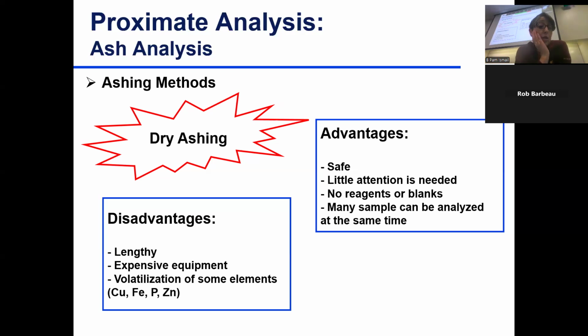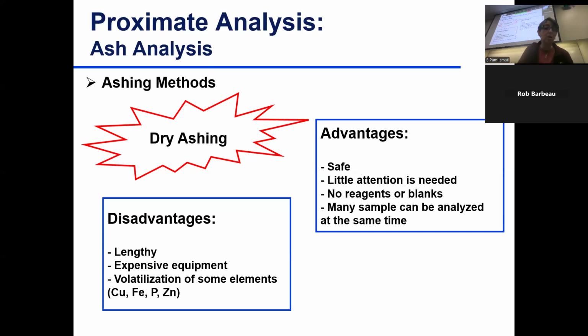Good. Okay, so disadvantages of ashing: it's a lengthy procedure. Usually we put it close to 24 hours, overnight. And it is expensive equipment once you buy it, but once you have it, it lives a very long time, very low maintenance. But the main disadvantage, if you want to do mineral analysis, and especially for nutrition label, if you want to do iron, you're going to have to do wet ashing because the iron evaporates.